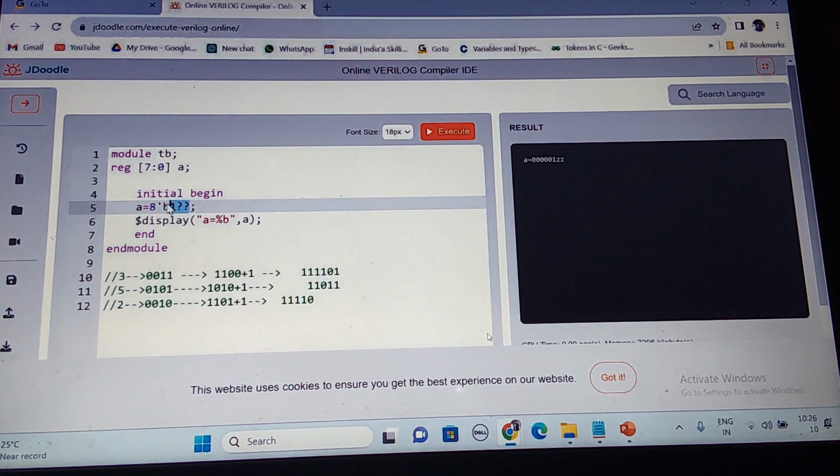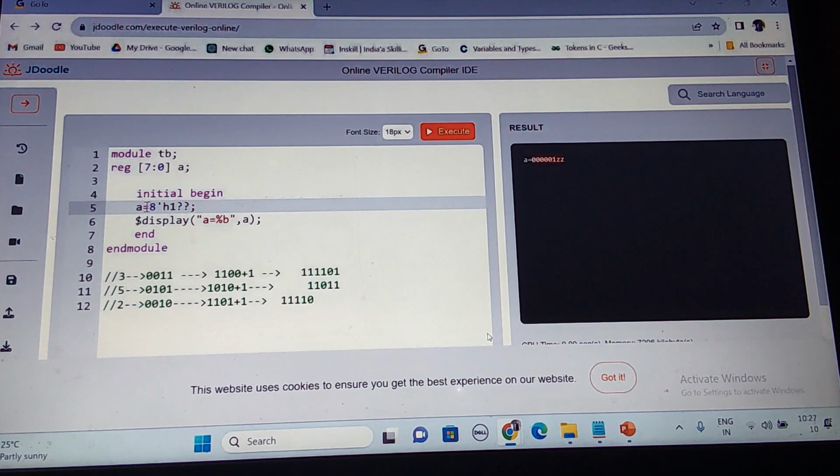If I represent this as hexadecimal, what does this question mark indicate? In binary, it indicates how many bits are required. Question mark is an alternative for Z. My register size is 8 now. I'm giving one question mark with the size of this number as 8. The alternative to the question mark is Z.